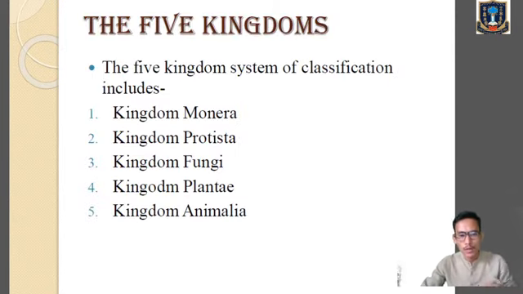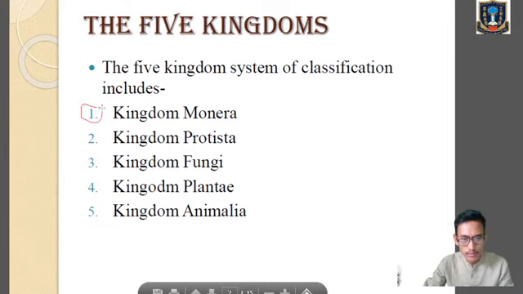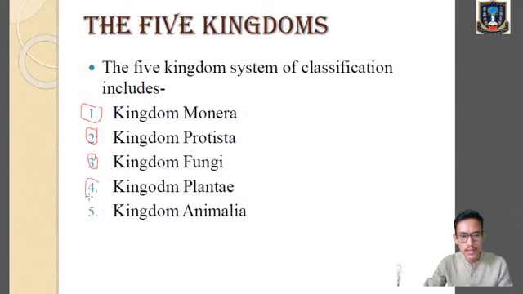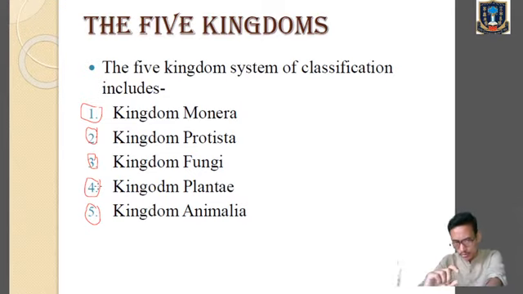So first of all, what are the five kingdoms under the R.H. Whittaker five kingdom system? The kingdoms are kingdom Monera, kingdom Protista, kingdom Fungi, kingdom Plantae, and kingdom Animalia. So these are the five kingdoms of classification under R.H. Whittaker. First of all, we'll discuss the characteristics of kingdom Monera, then go through them one by one, just the brief characteristics of each kingdom.